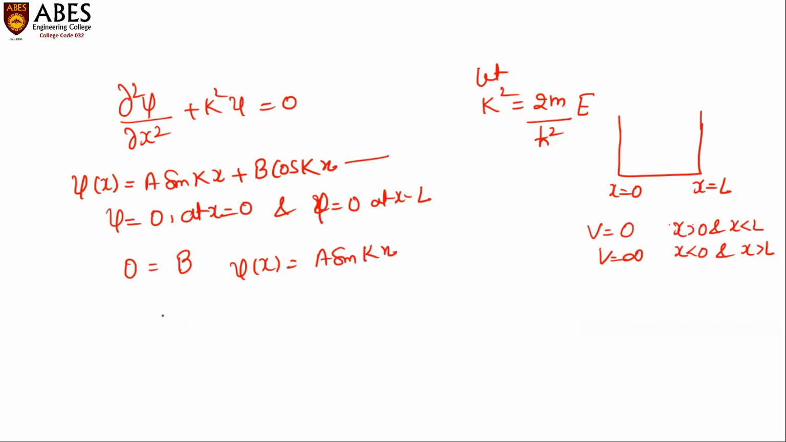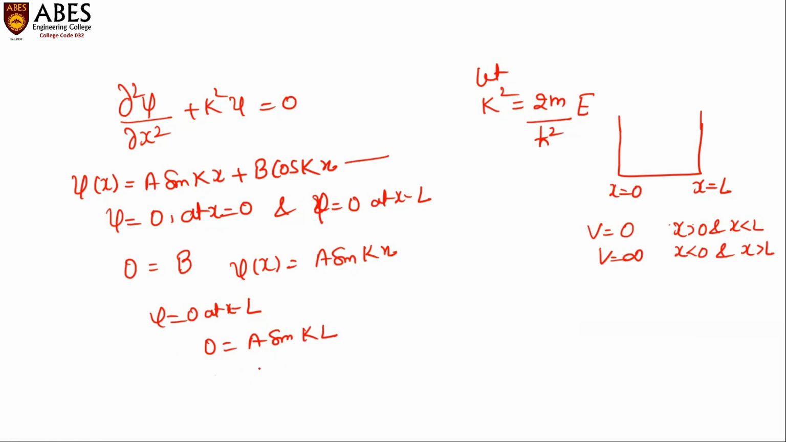At psi is equal to 0 at x is equal to L, that means 0 is equal to A sin kL, where A is not equal to 0. If A is equal to 0, since B is already equal to 0, that means psi is equal to 0. Psi equal to 0 means there is no wave function. If the particle is moving inside the box, definitely there is a wave function. So we cannot consider A is equal to 0.